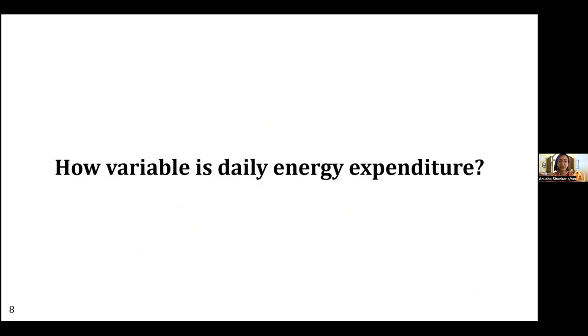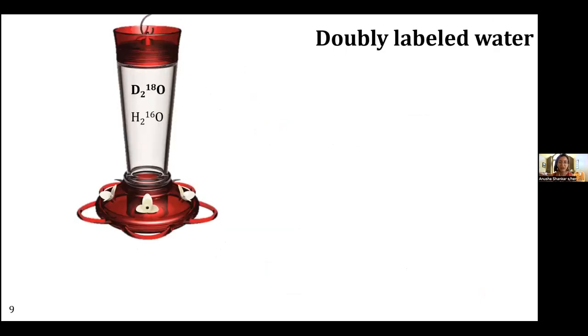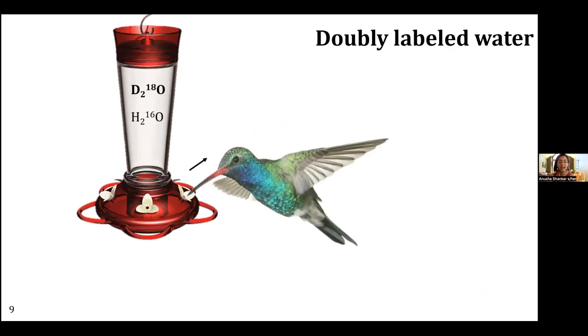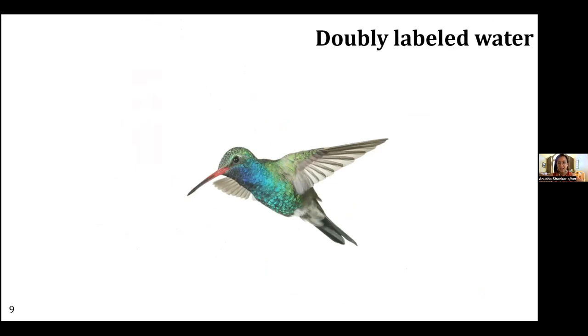And what I really wanted to know in the field was, given these energetic limitations, how variable is their daily energy expenditure? So we use this technique, which I think is ingenious, called the doubly labeled water method, where you feed the animal or inject it in the muscle with a double isotope of water. Then you let it mix with its body water for a bit, and then you collect a pee sample or a blood sample, and then you let the bird go.